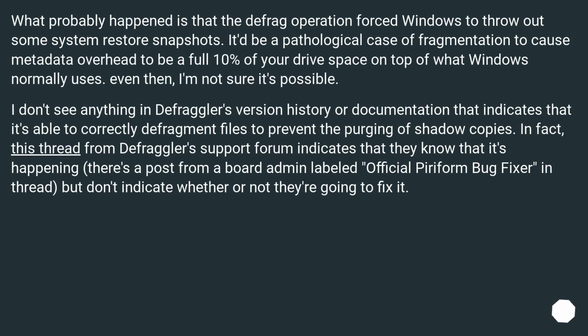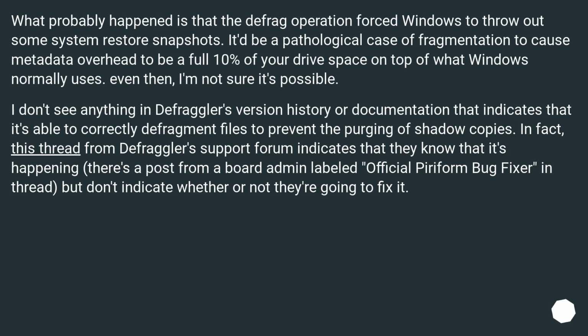What probably happened is that the defrag operation forced Windows to throw out some system restore snapshots. It'd be a pathological case of fragmentation to cause metadata overhead to be a full 10% of your drive space on top of what Windows normally uses. Even then, I'm not sure it's possible.